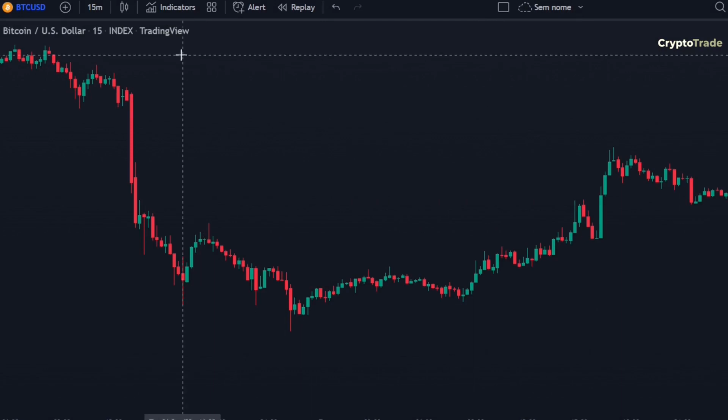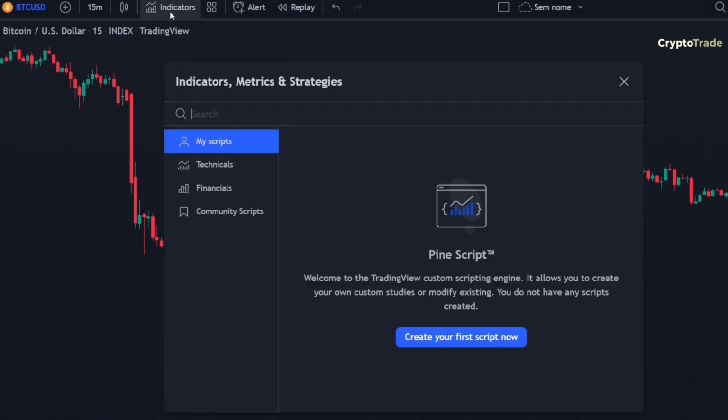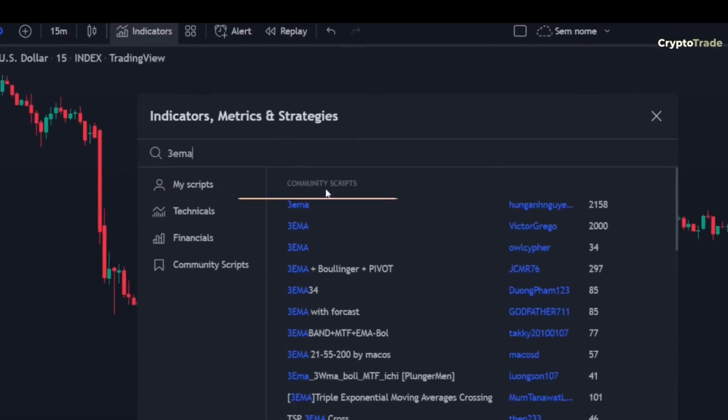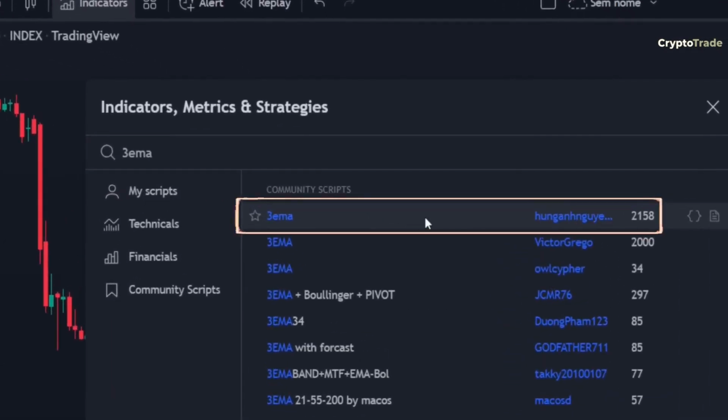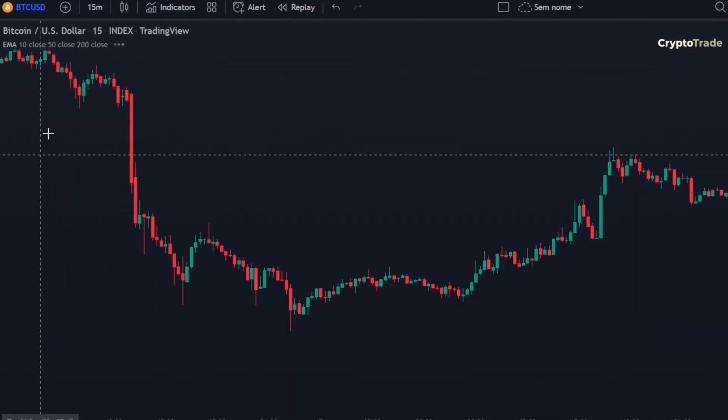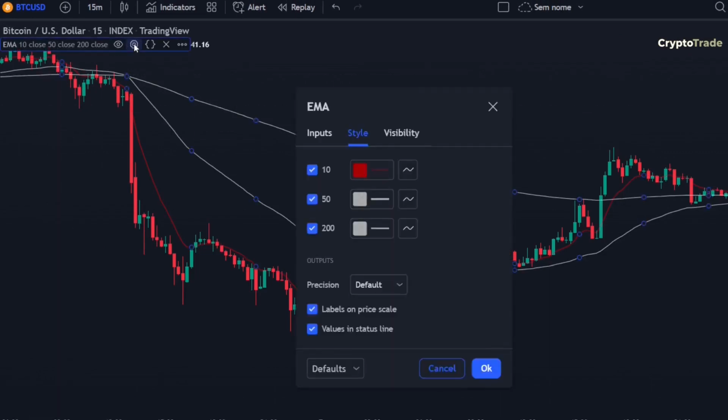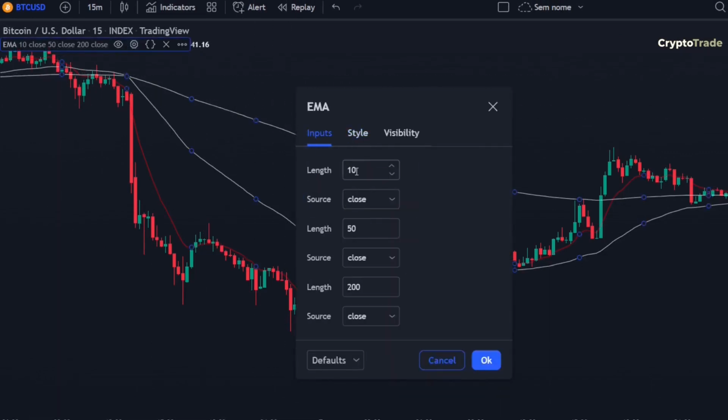To add the first indicator to the chart, open the indicator search bar in Tradingview and type 3 EMA. Select this indicator as shown here in the video. Click on Settings and in the Inputs tab, change the first length from 10 to 20. Change the third length from 200 to 100.